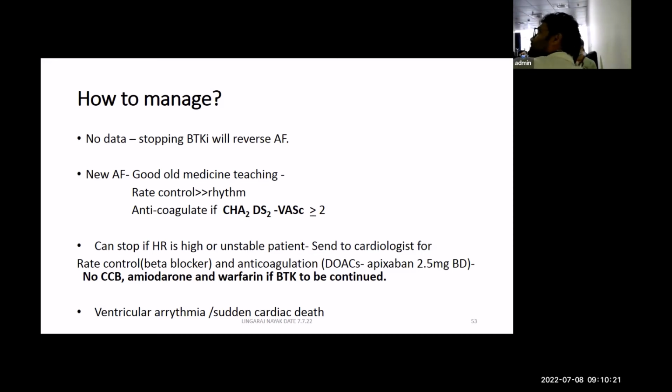Now, if the patient has instability, atrial fibrillation with a high heart rate, an unstable patient with a heart rate of 150, that is the situation where you have to stop ibrutinib, till the heart rate stabilizes, till the patient is stable. Typically, what we do is stop ibrutinib if the patient has instability, send to the cardiologist, and let the cardiologist decide whether the patient needs rhythm control or rate control. And typically, they use beta blockers, right? CCBs are contraindicated.